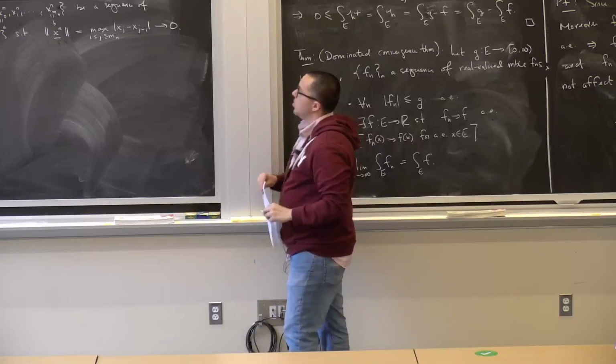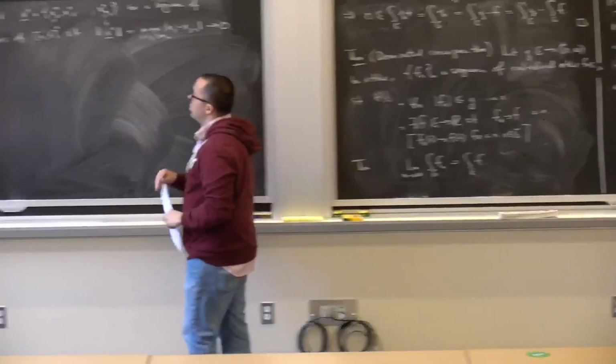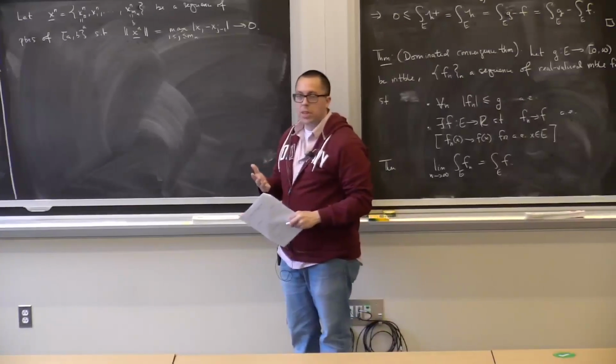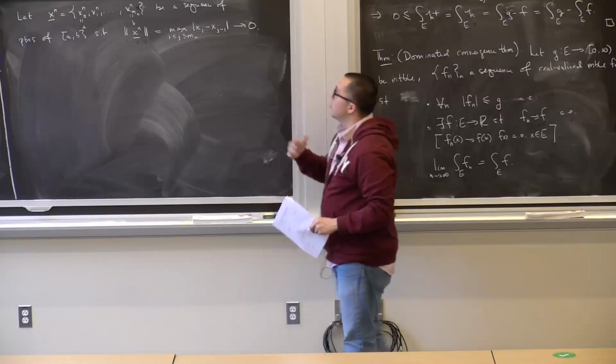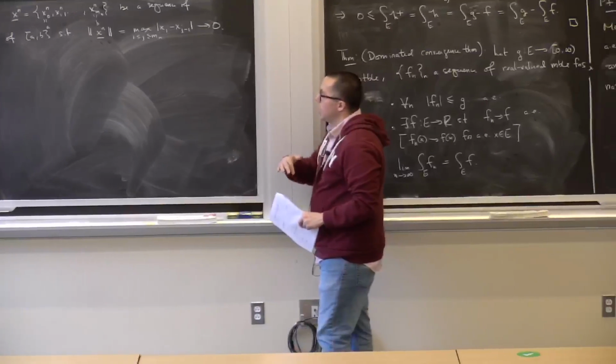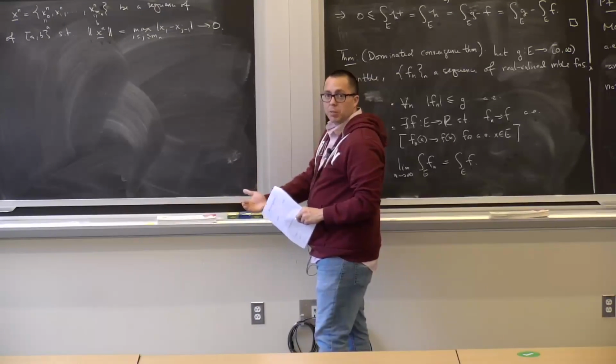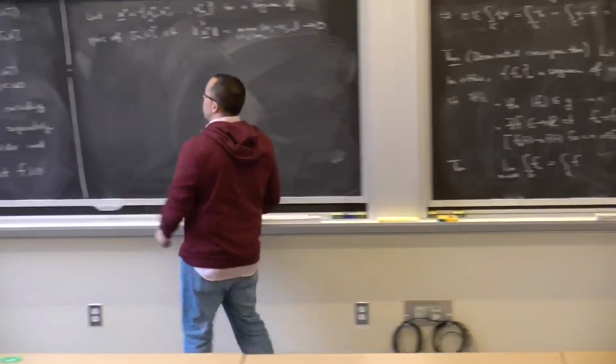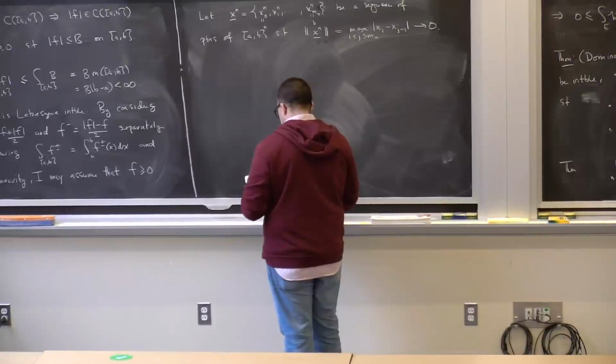So why am I taking a sequence of partitions of AB? Because this is how you compute the Riemann integral in terms of Riemann sums. Okay? And I'm going to show that the sequence of Riemann sums converging to the Riemann integral actually converges to the Lebesgue integral as well. Okay? But along a certain sequence of Riemann sums.